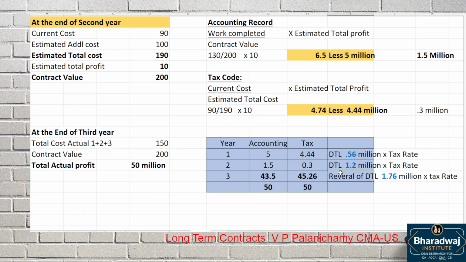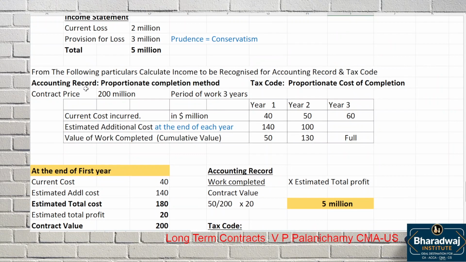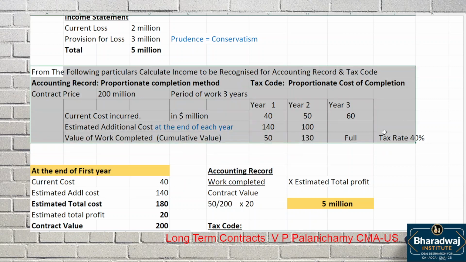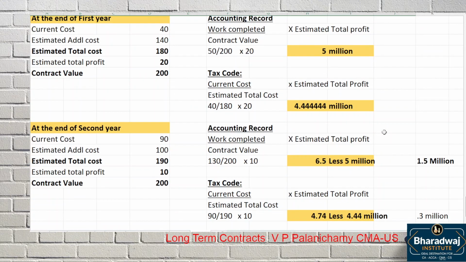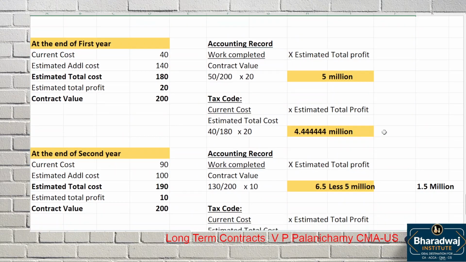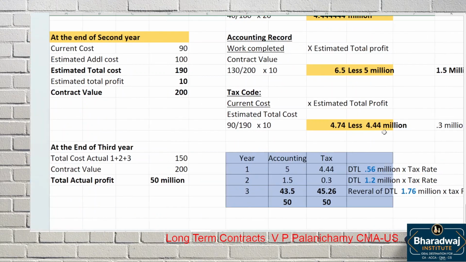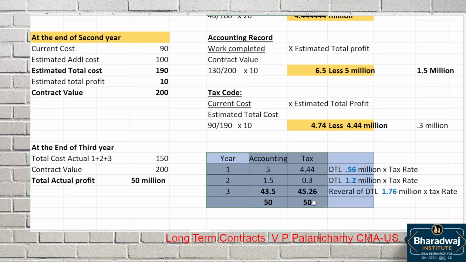Sometimes they can give you this question with a tax rate. Let's assume 40%. Then the question may be based on DTL also. We may think that it is based on profit, but it is based on which one? DTL. Then what you have to do is work out the first year, second year and third year. Then come to this final working. First year we create DTL. Second year we create which one? DTL. Third year we close what? DTL.